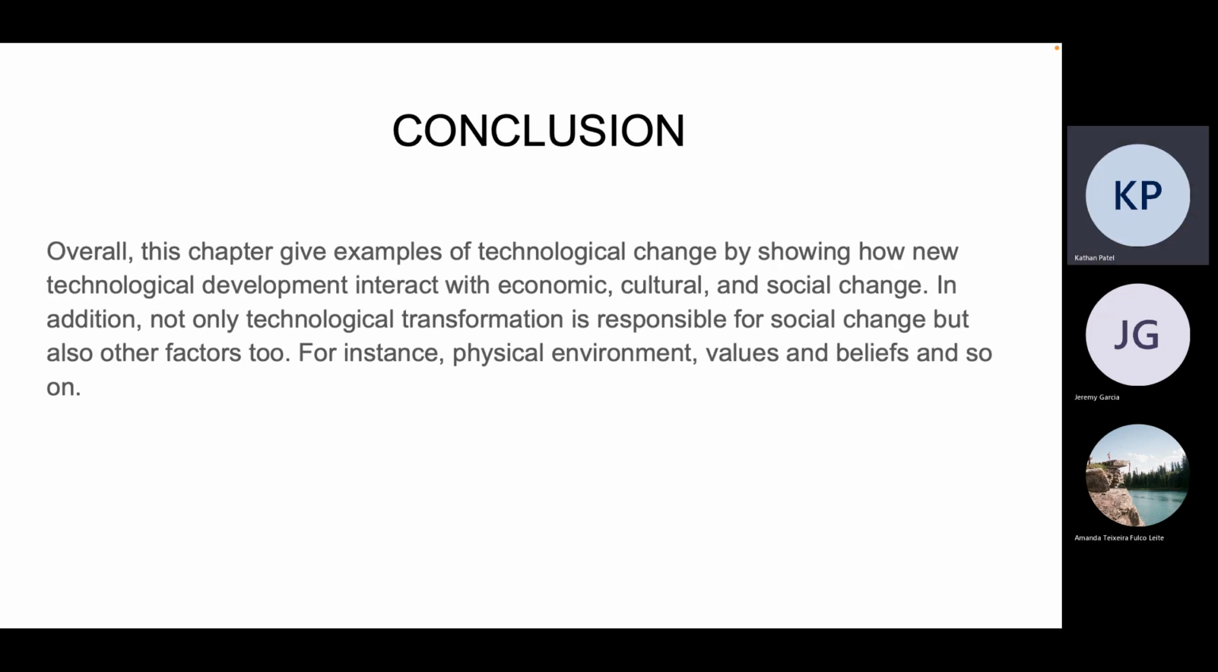Overall, to conclude, this chapter gives examples of technological change by showing how new technological development interacts with economic, social, and cultural change. In addition, not only is technological transformation responsible for social change, but also other factors, for instance, physical environment, values and beliefs, and so on.